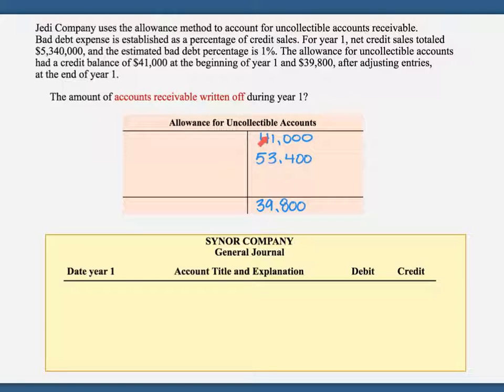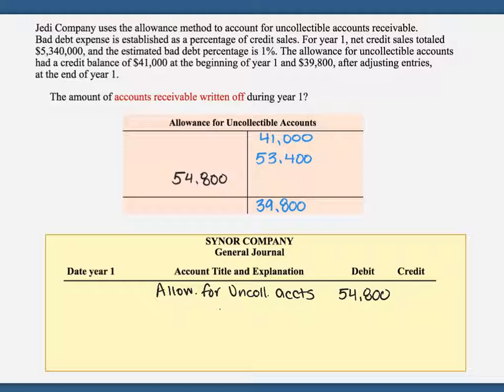So if you add $41,000 plus $53,400, and then you subtract $39,800, we'll get $54,800. So this is the journal entry we'll make, and this is what the amount of accounts receivable written off during year 1 was. So as a journal entry, we now debit allowance for uncollectible accounts $54,800.